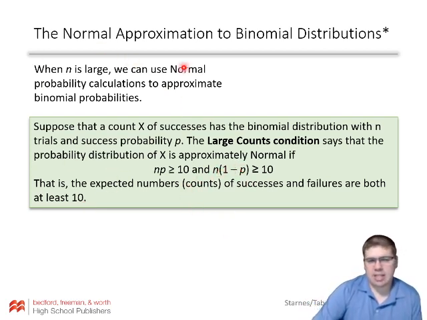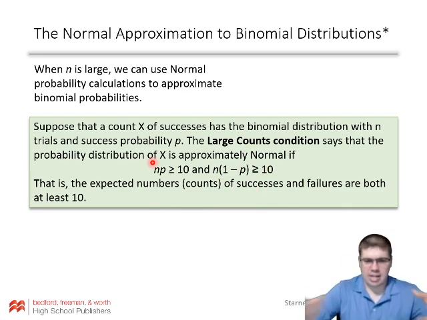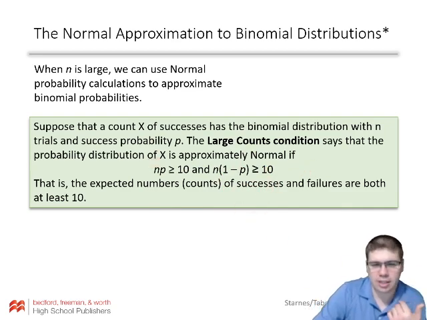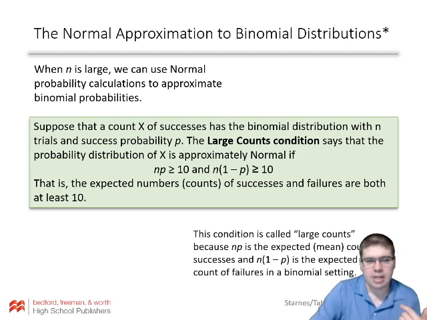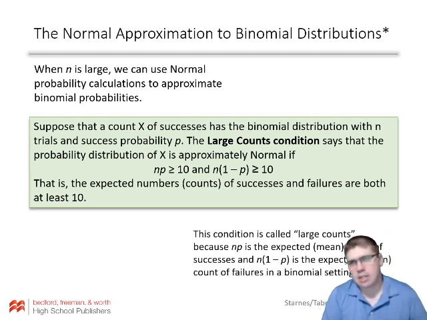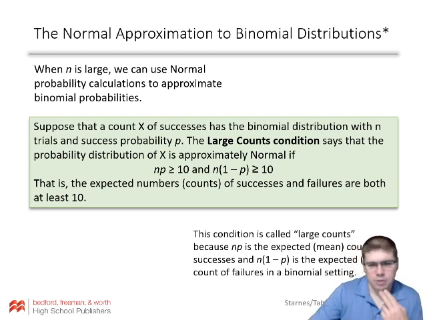And then the expected number of failures, n times 1 minus p, also has to be at least 10. That makes sure you have enough room to have that nice curve shape to it. So we'll check this condition, the large counts condition, in the future to see if we are approximately normal. We're not going to focus on it with binomial, but it's going to come back when we deal with proportions in future chapters.